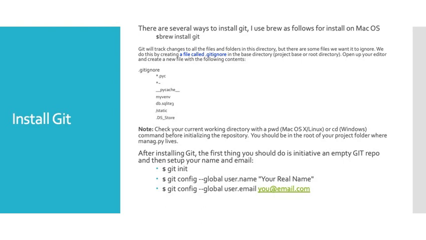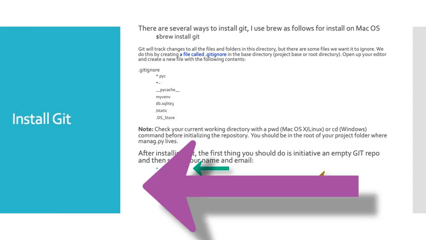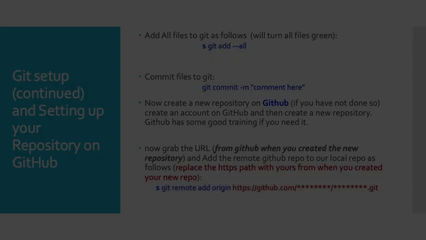Check your current working directory with a present working directory command on Mac OS or Linux, or a cd command on Windows before you initialize the repository. You should be at the root of your project folder where manage.py lives. After you have successfully installed Git, the first thing you should do is initiate an empty Git repository and then set up your name and your email as follows.